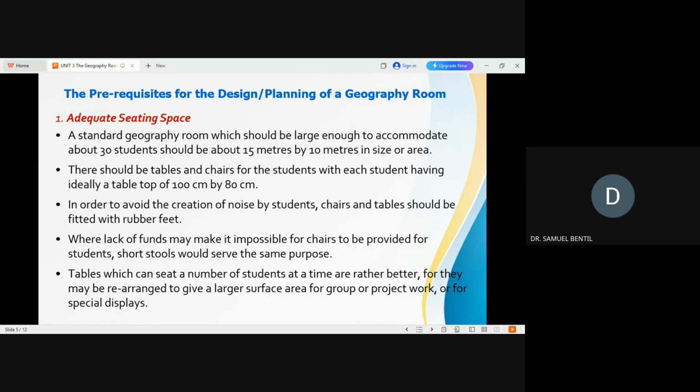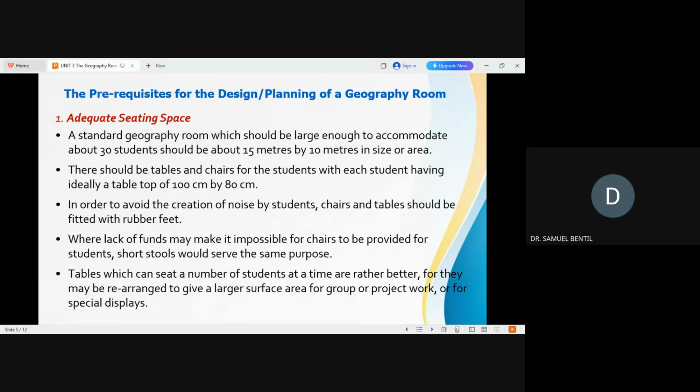Now, tables which can seat a number of students at a time are preferred. So that at least when the tables are a bit sized up, if you check the picture, some of them combine 2 tables for students to sit on, so that when they have large surfaces, they can do group work, they can do project work on those tables. But if the sizes are not so, it cannot contain a number of students around the table, it becomes a problem. That's why we are saying that the tables should be such that a number of students can sit around it, and various group work or surface work can be done or displayed on the tables.